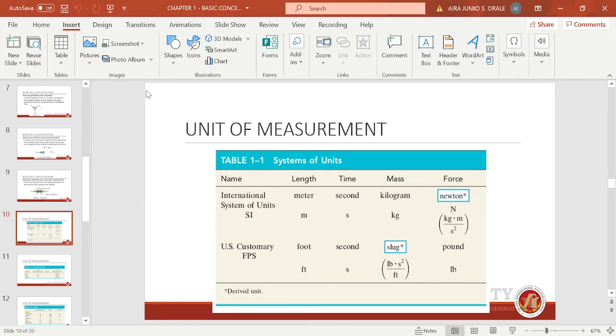For time, if it is given in hours or minutes, make sure to convert to seconds. For mass, if it is in kilograms, pounds, grams, etc., make sure you convert to kilograms to get the accurate answer. Otherwise, your problem solving will not be accurate, or you will not get the correct answer. Similarly for the US customary system, convert length to foot, time to second, mass to slug, and force to pounds.